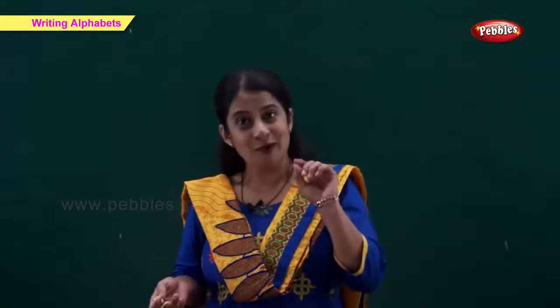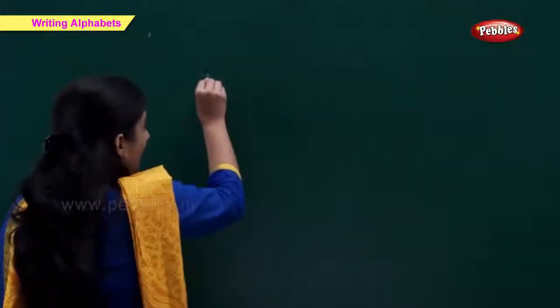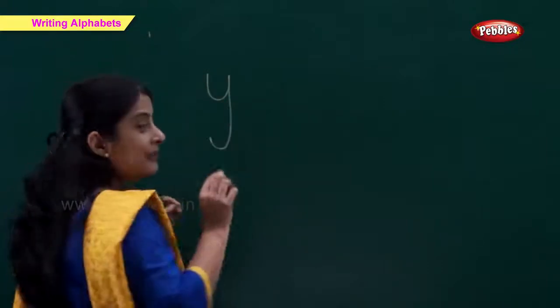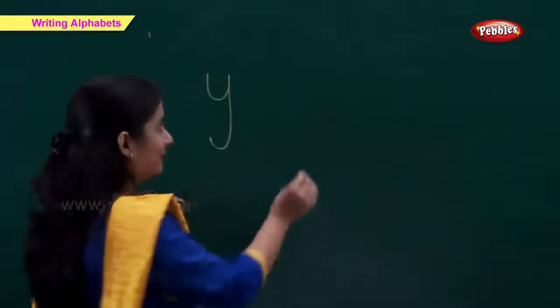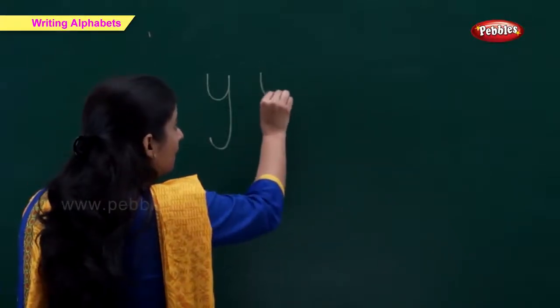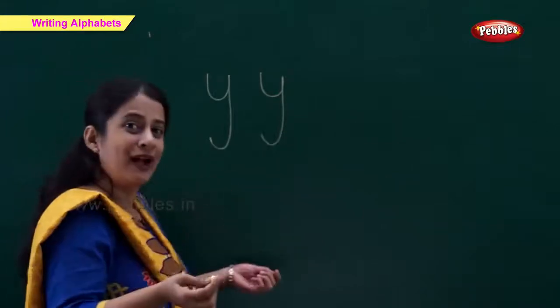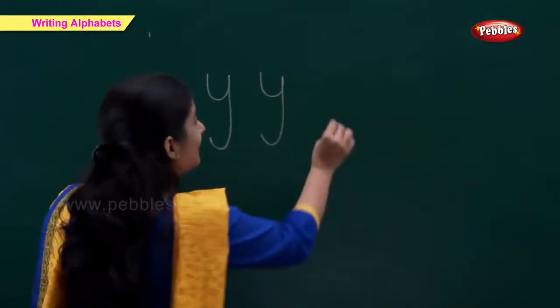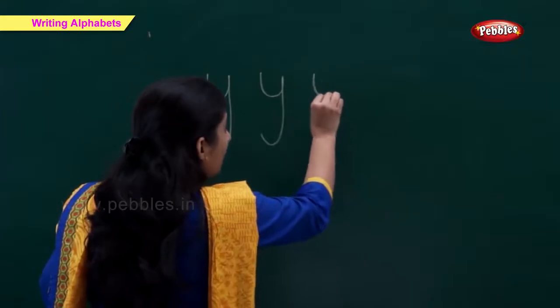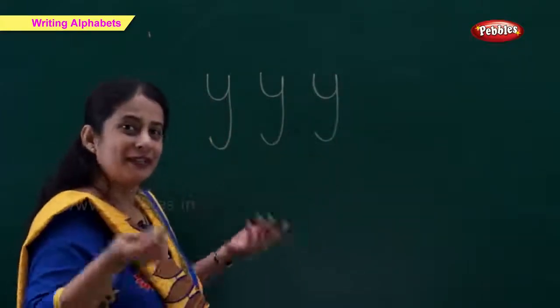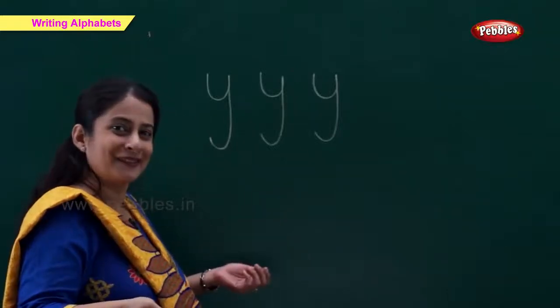Now we are going to write y, a small y. A curve joining by a standing line and a curve again makes y.